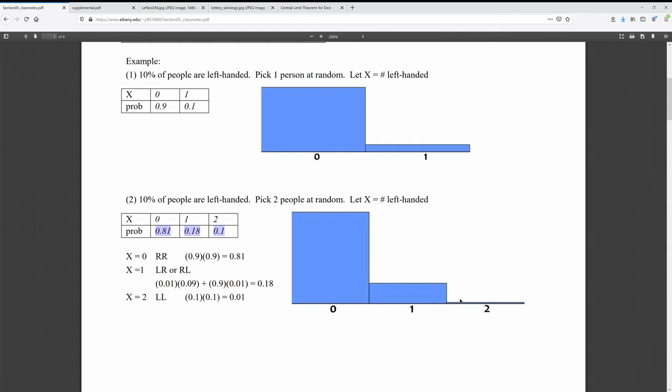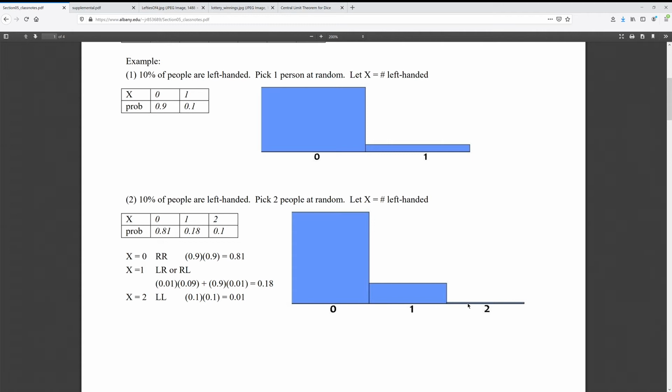And there they are. And you can see it's even more right skewed. The probability histogram makes very clear that if you pick 2 people, you're probably going to get no left-handed ones. And there's a very slim, literally, chance that you're going to get both left-handed. 1 time, 0.01, 1 time out of 100 that you pick 2. You see what I mean?